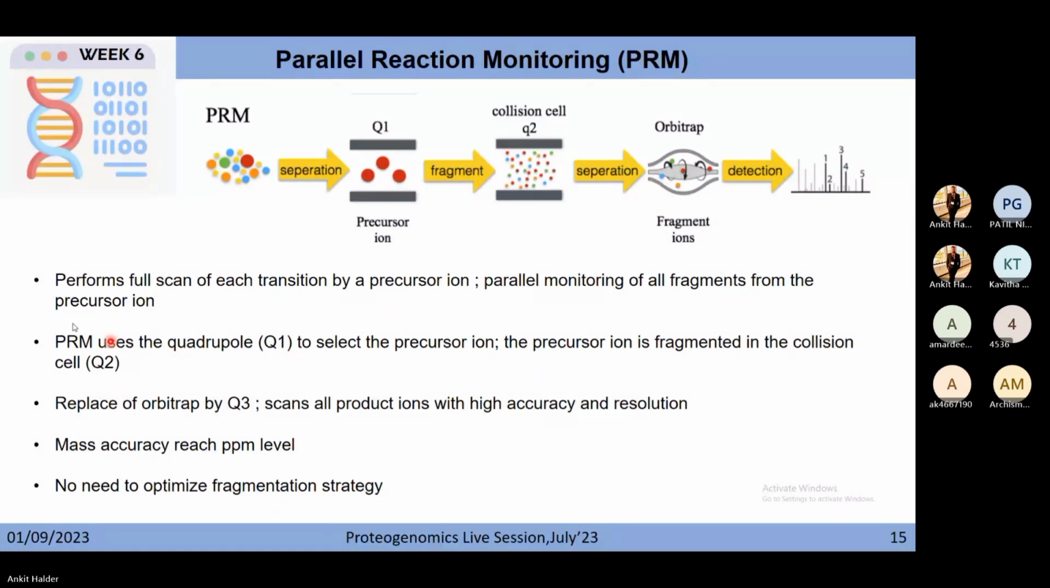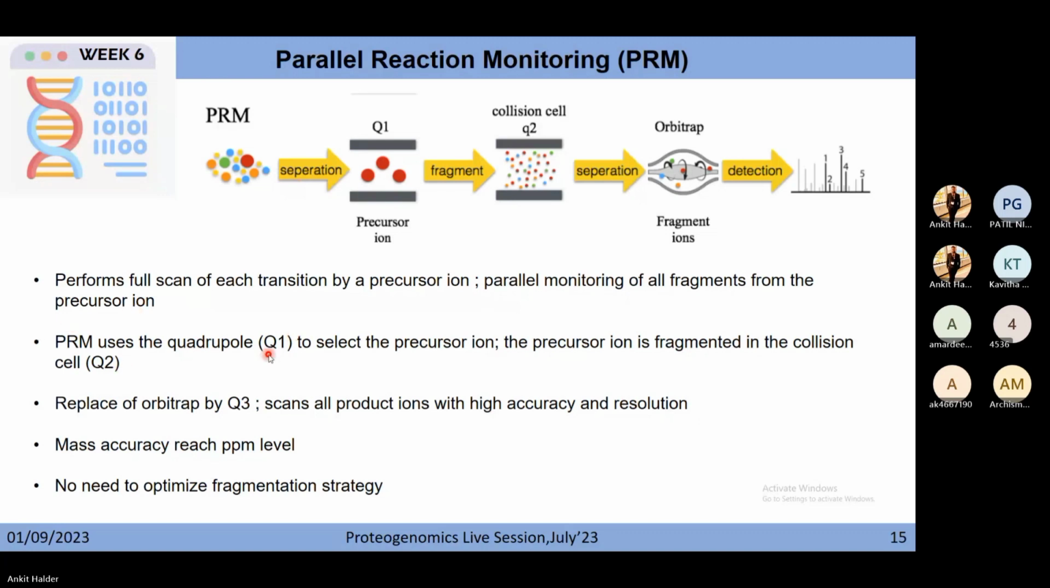It performs a full scan of each transition by a precursor ion, parallel monitoring. So why this name? With the name only, I think you are now able to visualize why it is called parallel reaction monitoring, as opposed to single or multiple reaction monitoring. It does parallel monitoring of all fragments from your precursor ions. Whatever precursor ions you give, it is parallelly monitoring all their fragments. That's why the name is parallel reaction monitoring.